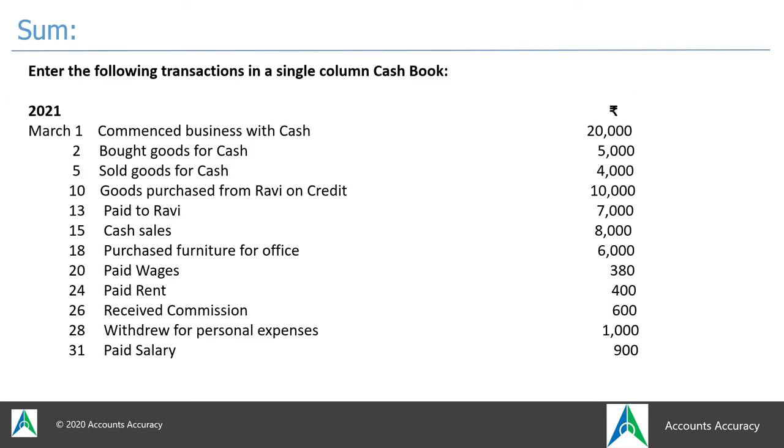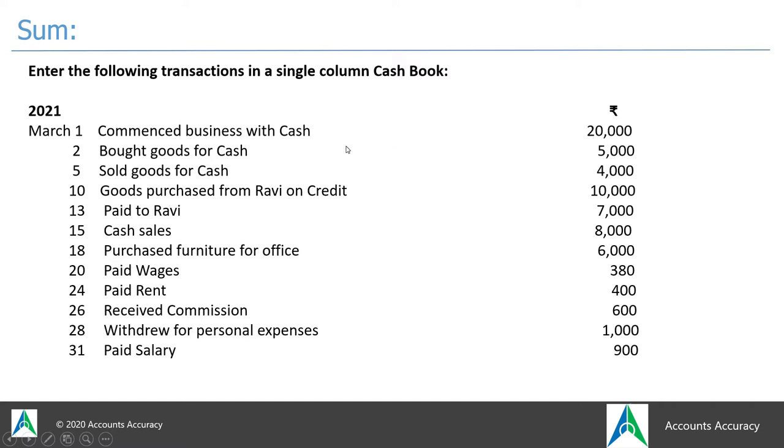Let's understand it better with this example. This is a question which you will get in your exam, and here you need to know how it gets recorded in the cash book. You can see here year-wise and date-wise the transactions are provided. Now on 1st March, business commenced with cash. That means the business has been started with cash, that is capital amount of 20,000.